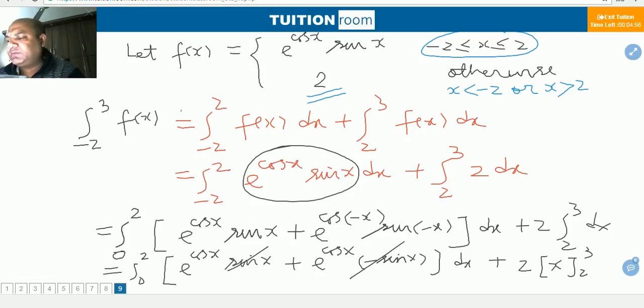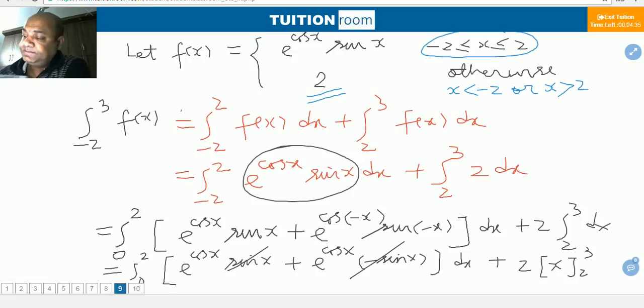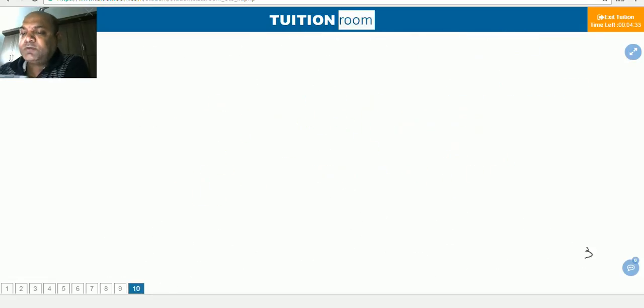My next problem is the value of the integral from minus half to plus half of [p ln (1 plus x by 1 minus x) plus q ln (1 minus x by 1 plus x) plus r] dx.